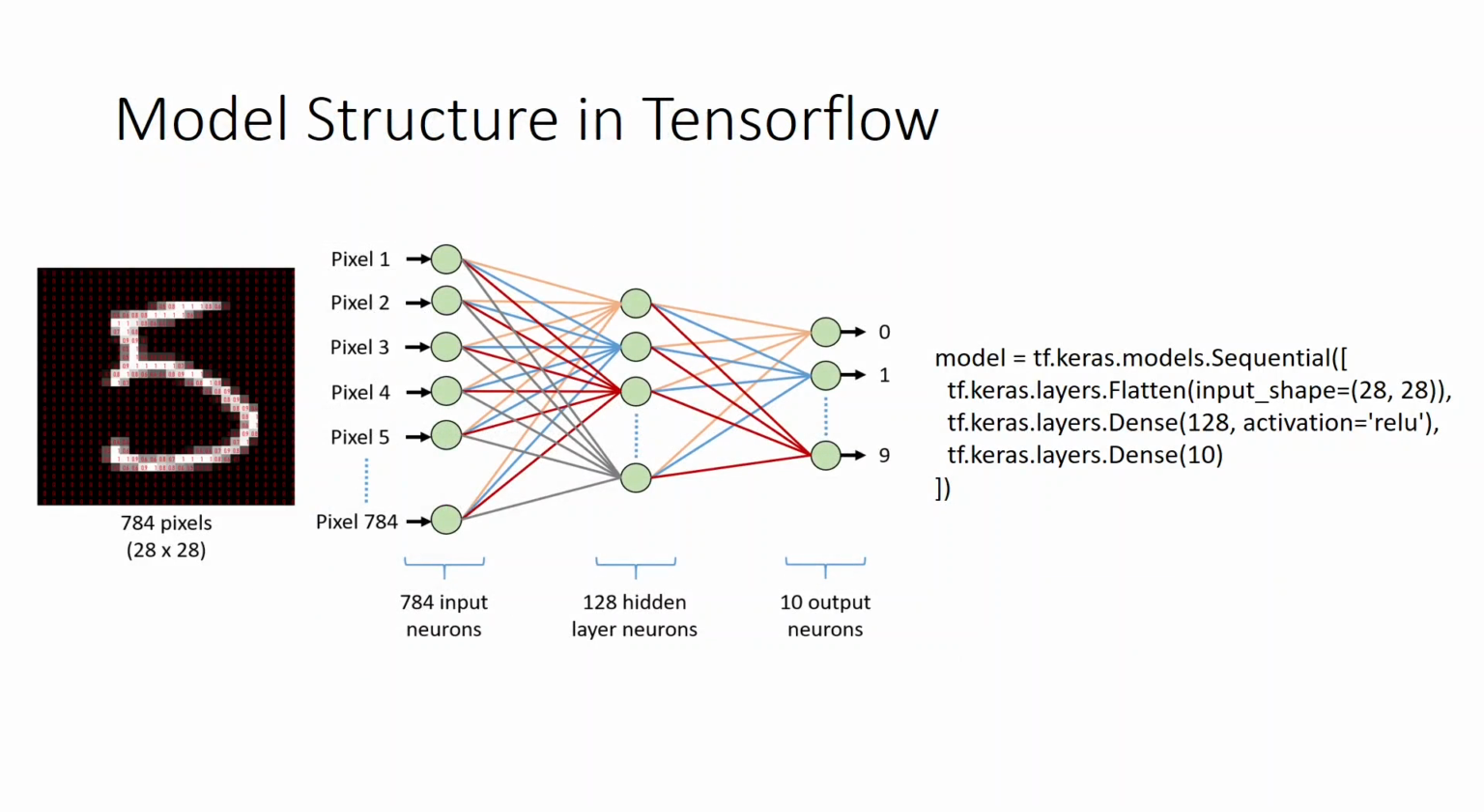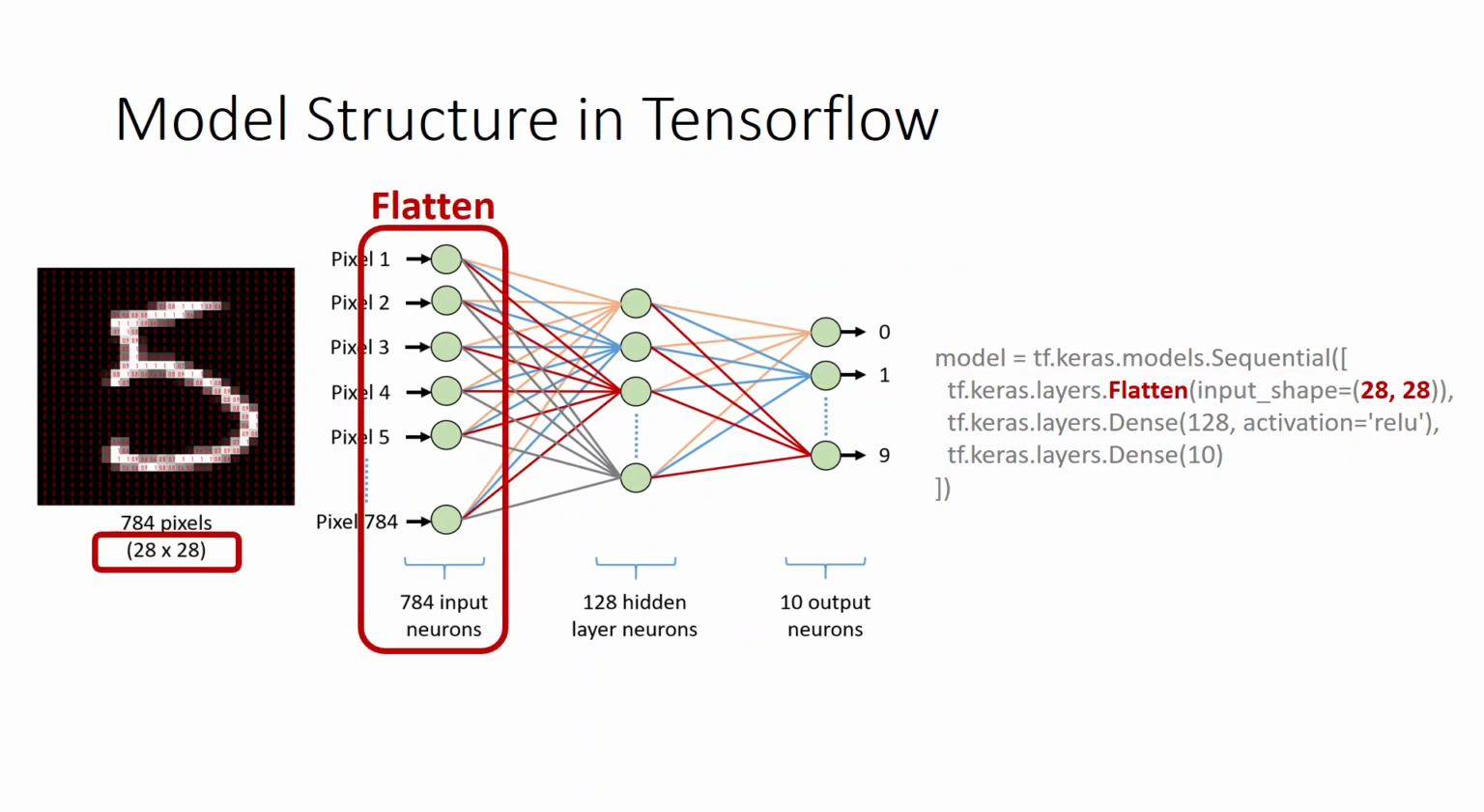The text on the right shows how this network is described in TensorFlow. The 3 lines in the red box describe the 3 layers of our network. The input layer is known as a flattened layer because the square input image is flattened into a single line. You can see that the description of this layer in TensorFlow uses the word flatten and also specifies the input image size, which is 28 by 28.